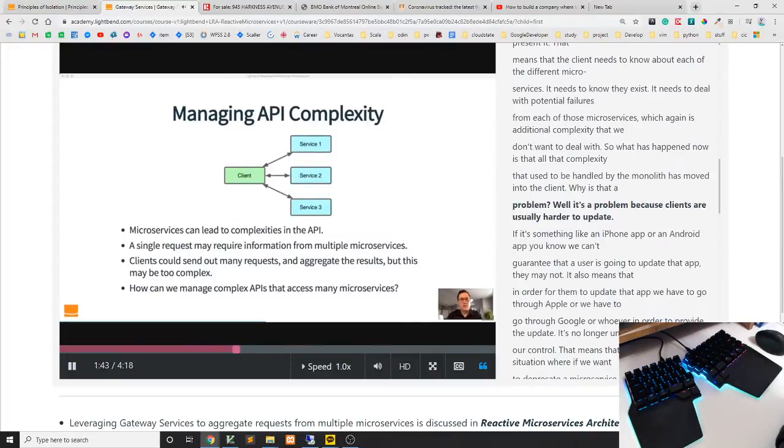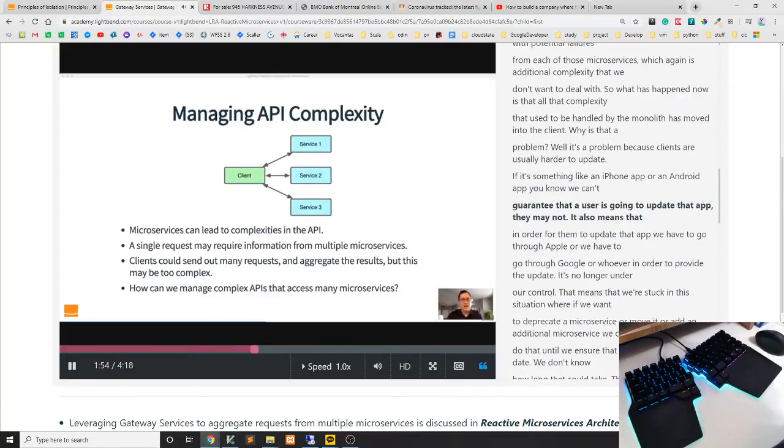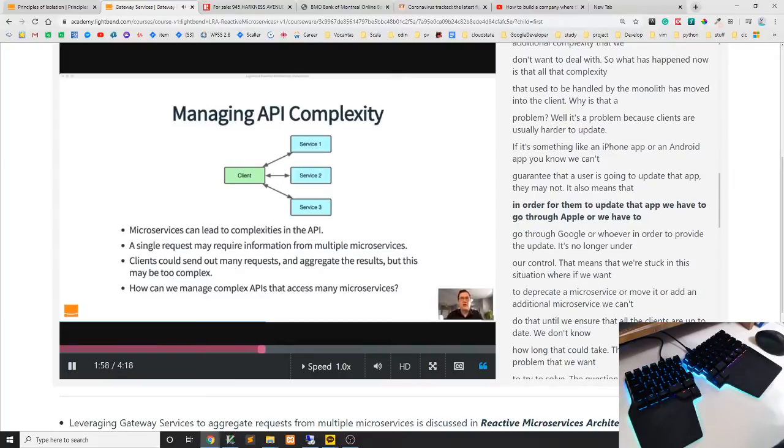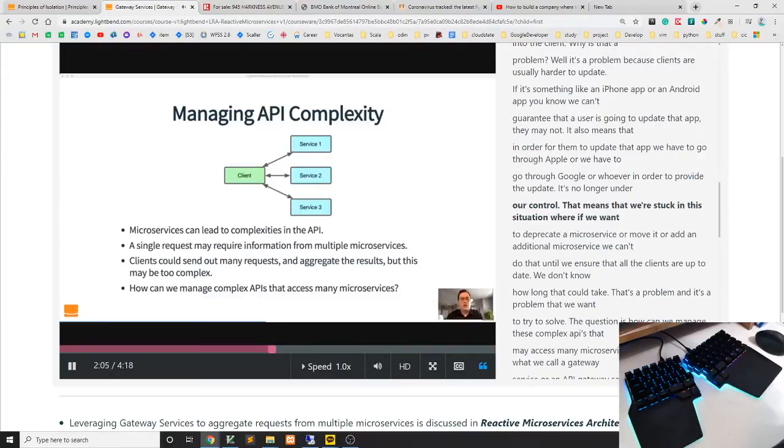Why is that a problem? Well, it's a problem because clients are usually harder to update. If it's something like an iPhone app or an Android app, we can't guarantee that a user is going to update that app. They may not. It also means that in order for them to update that app, we have to go through Apple or we have to go through Google or whoever in order to provide the update. It's no longer under our control.